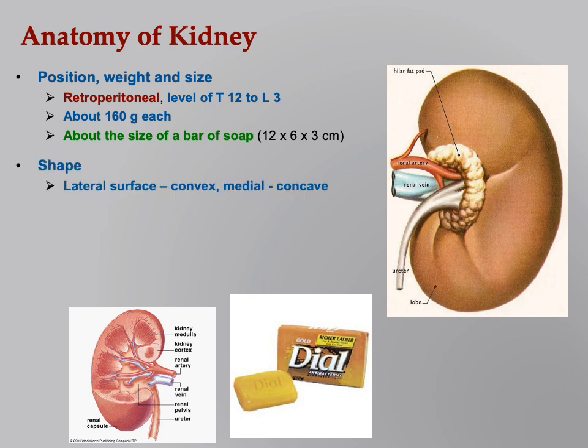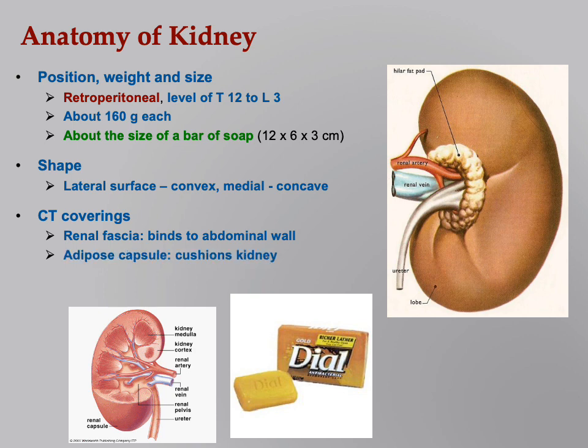Shape: lateral surface convex, medial concave, right? Shaped like a kidney bean, who would have guessed? Connective tissue coverings: the renal fascia binds it to the abdominal wall, holds the kidney in place so it doesn't just flop around in there. It has an adipose capsule for protection. So there's fat all around it.